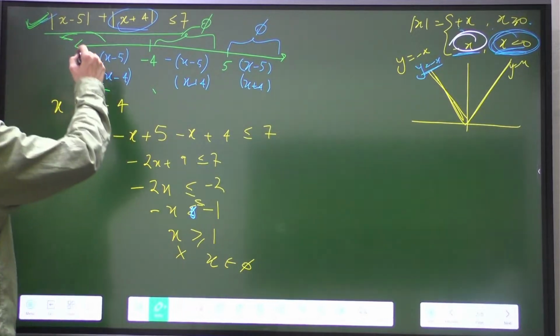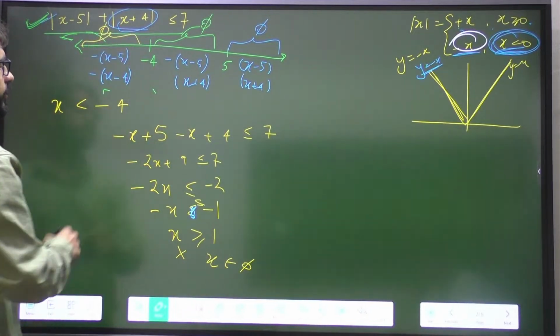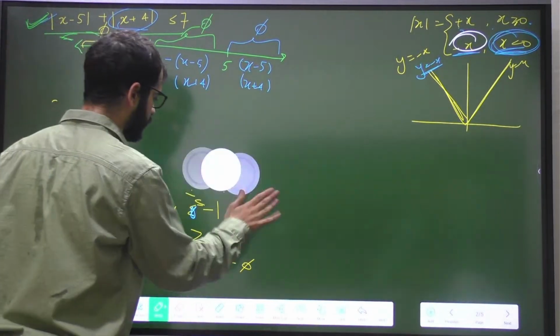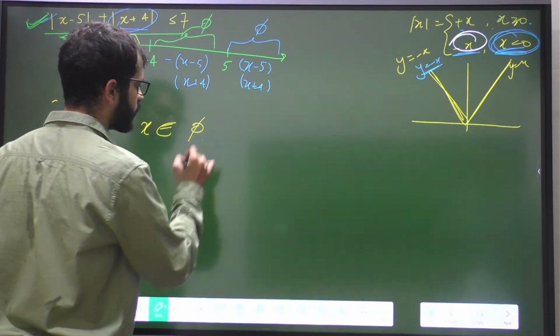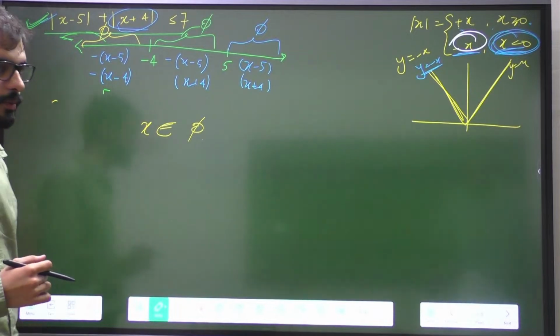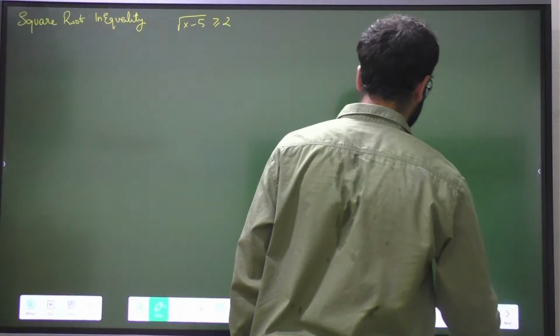If x belongs to 5 is the solution of this interval, ultimately if I sum it up, I can say that the final answer is going to be x belongs to 5. There is no value of x to satisfy this expression. Let's move forward to the next question.